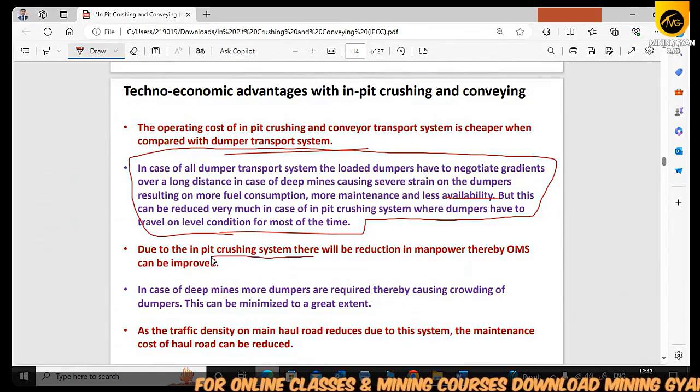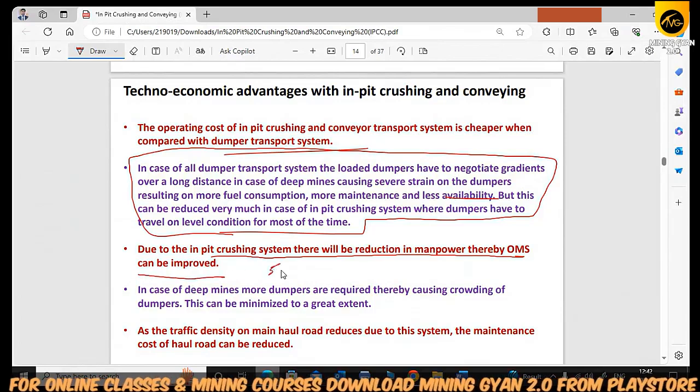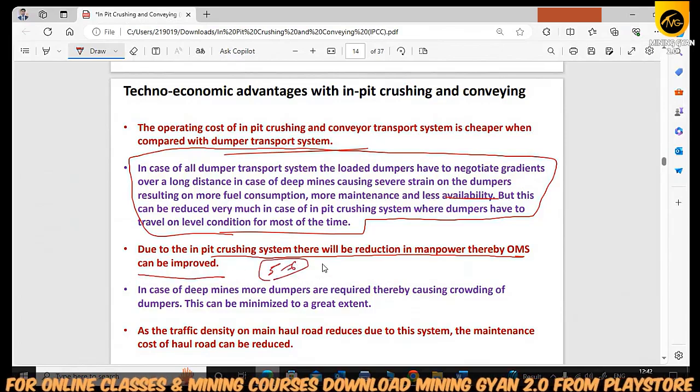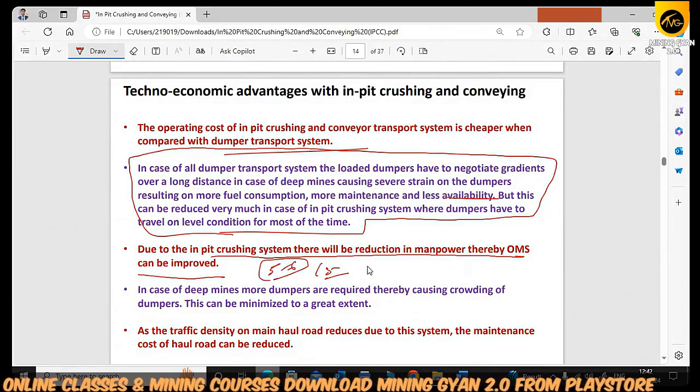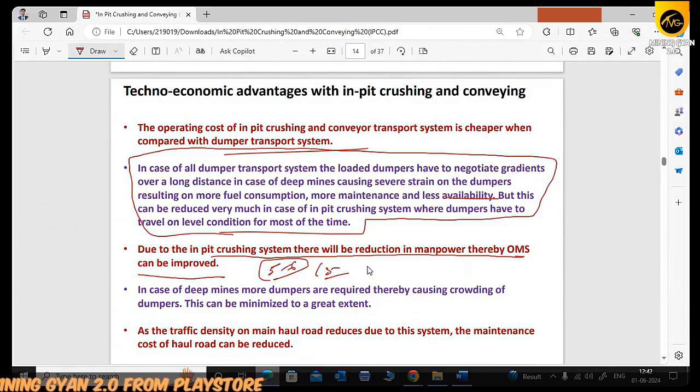Due to the in-pit conveying system, there will be a reduction of manpower per shift. Why? Because it requires only 5 to 6 persons to handle the whole system per shift. It is also helpful from the safety point of view in the mines, because whenever the manpower is less, the man-machine interaction is also less, which improves our safety precautions. In the dumper system, in every dumper we require a driver. We require a dumper operator, shovel operator, dozer operator. So as the manpower increases, the safety hazards will also increase.